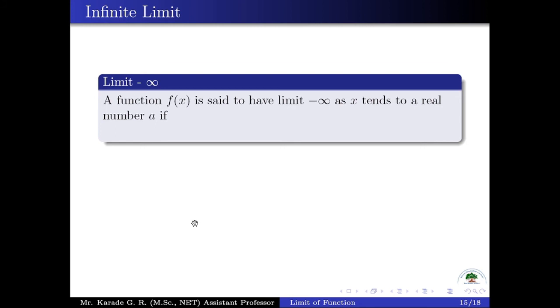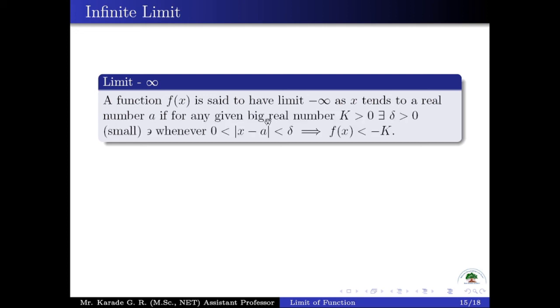A function f of x is said to have limit minus infinity as x tends to a real number a if for any given big real number k greater than 0, there exists delta greater than 0, delta is very small, such that whenever mod of x minus a is greater than 0 and less than delta, this implies the values of function f of x are less than minus k.